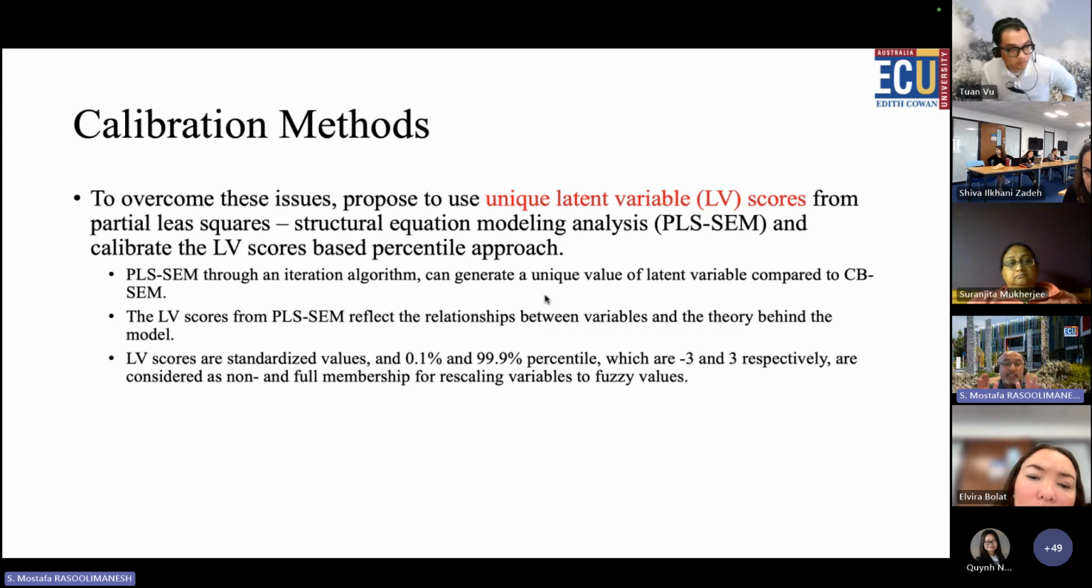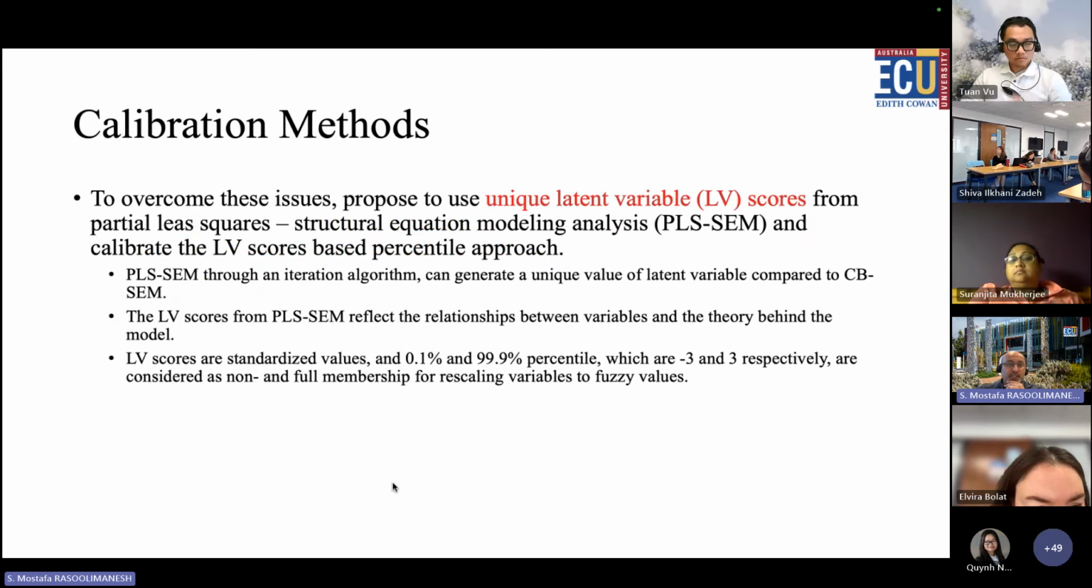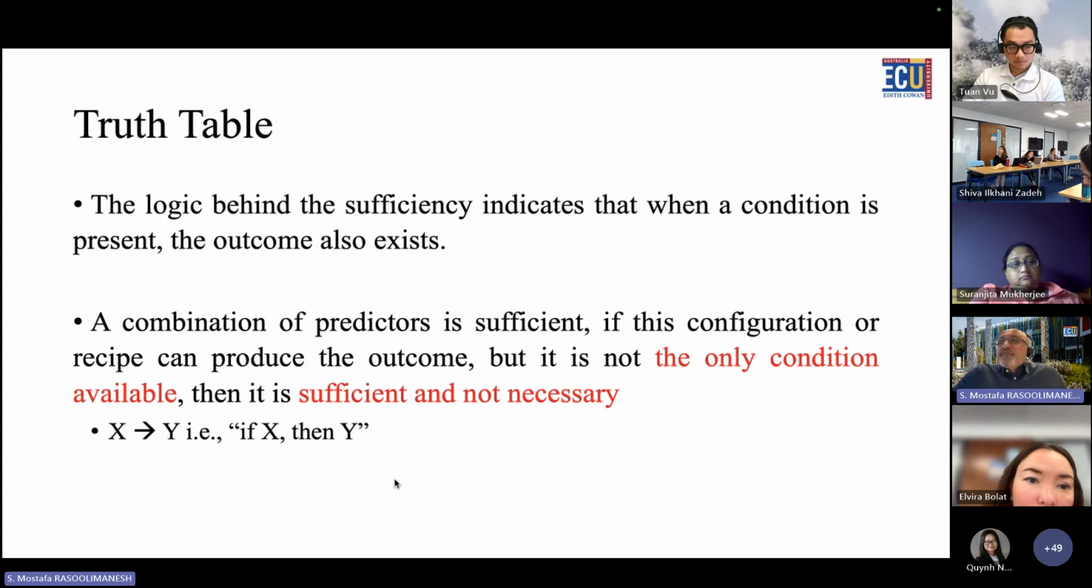And we think based on this approach, you can overcome these two issues that we have with common methods. But it doesn't mean that you don't use this method. In some studies I also use these common methods, and maybe some future study is still needed to compare different calibration methods for FSQCA and see how the results can be different. So this is the first step for performing FSQCA.